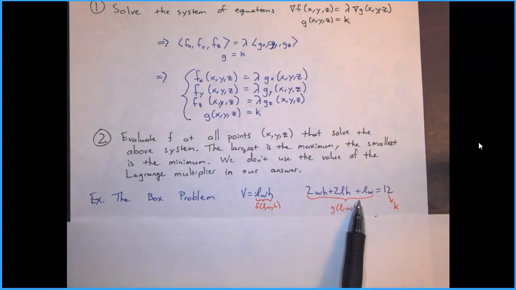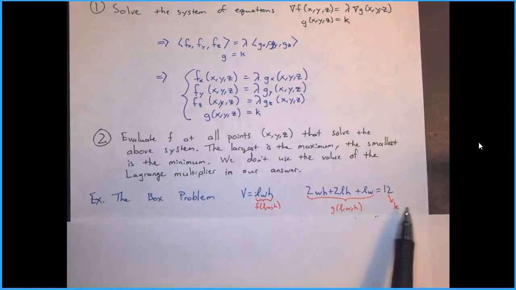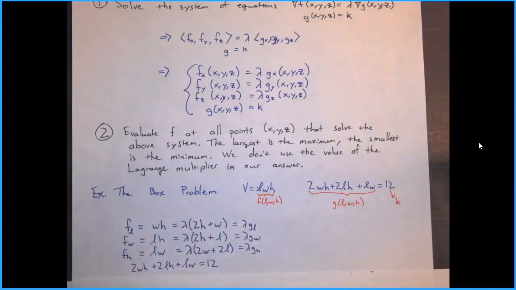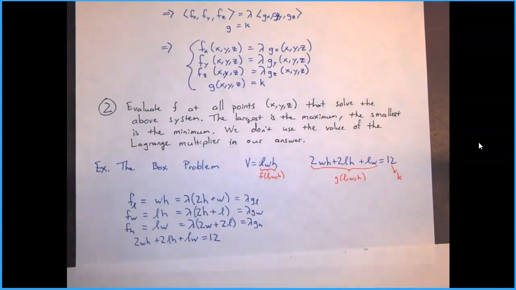2wh plus 2lh plus lw, that's my g function. 12 is my k. So when I set up this system of equations, I need to take all the partial derivatives of f, all the partial derivatives of g. Those give me the gradient, but I'm just going to go ahead and write them as separate equations. Here's the system of equations that I want to solve.